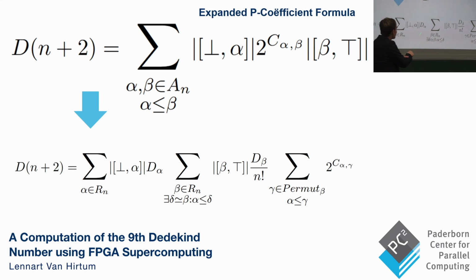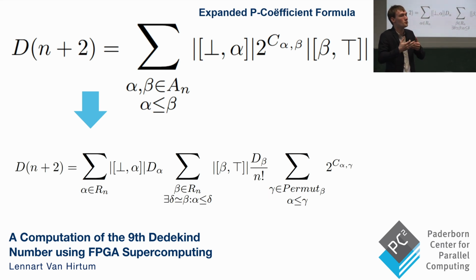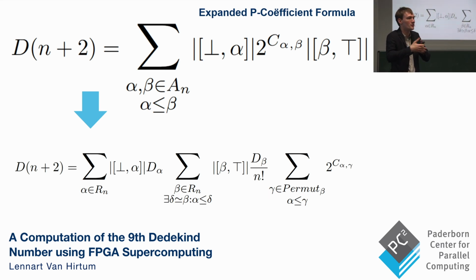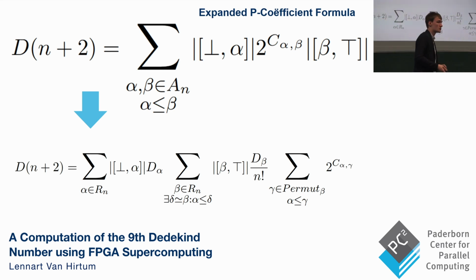For beta, sadly, we can't entirely do it the same way, because these p-coefficients are dependent on both alpha and beta. They would be the same if we just limit our alphas to equivalence classes. But if we do it for both alpha and beta, the permutations of beta do influence these p-coefficients relative to alpha, so that doesn't work. So we still have to do all p-coefficients.